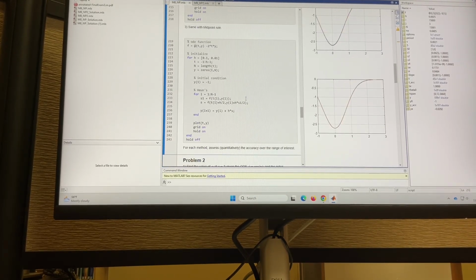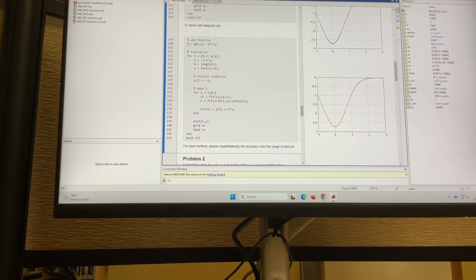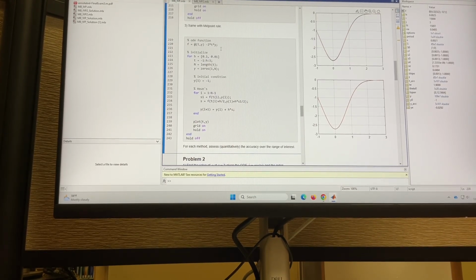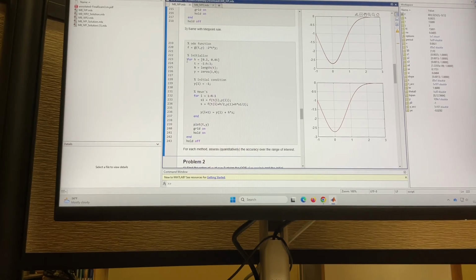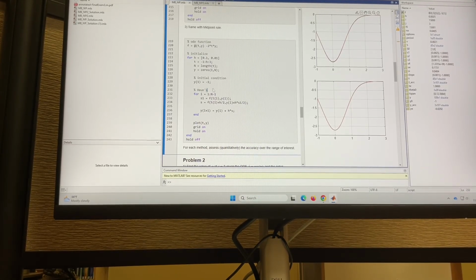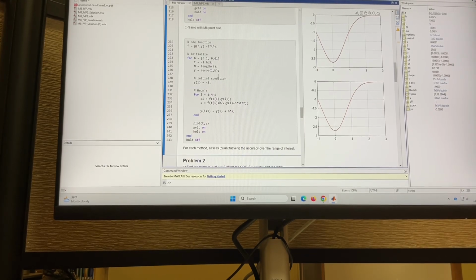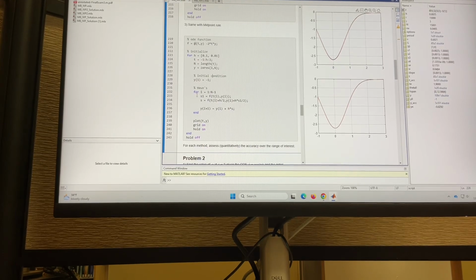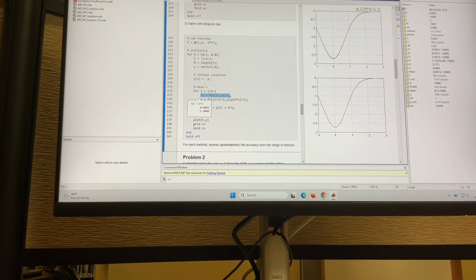And then now we're going to do the midpoint rule. So we're going to do the ODE function again, which is the same as we did, and we're going to initialize, same thing as before. We have a for loop right here, for loop right here. We initialize it all just the same as we did before, so that is all good. And then for i equals 1 to n minus 1, we're going to do S1. This is where it gets different.